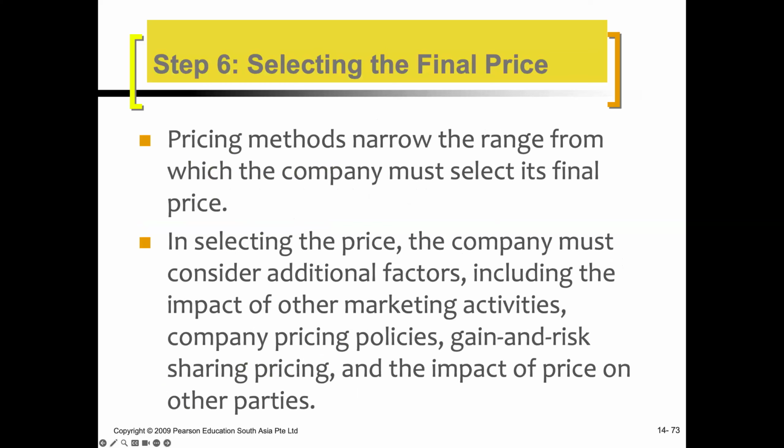Step number 6, selecting the final price. Pricing methods narrow the range from which the company must select its final price. In selecting the price, the company must consider additional factors, including the impact of other marketing activities, company pricing policy, gain and risk sharing pricing, and the impact of the price on other parties.